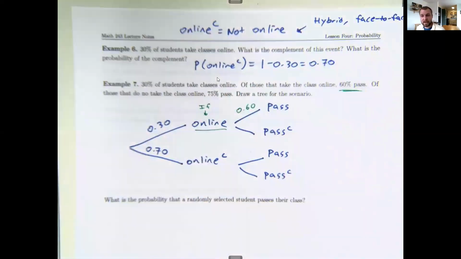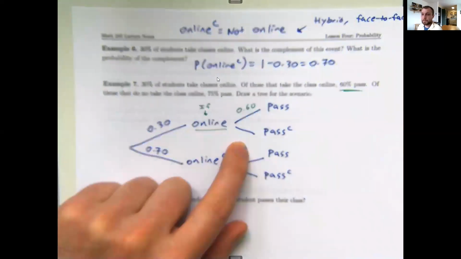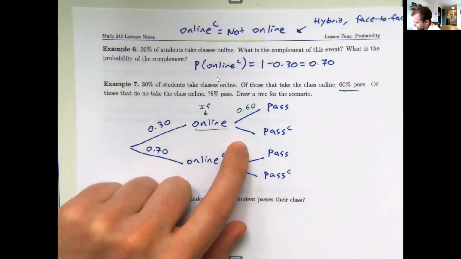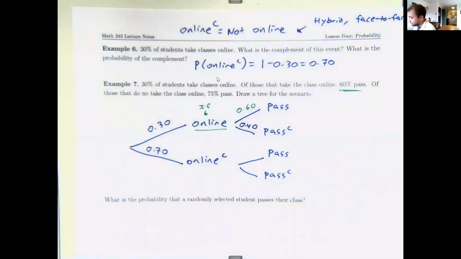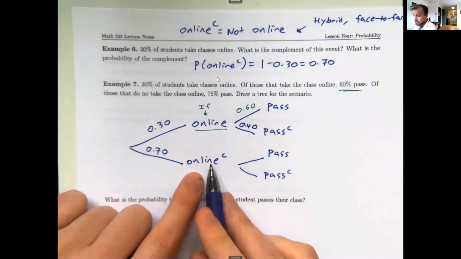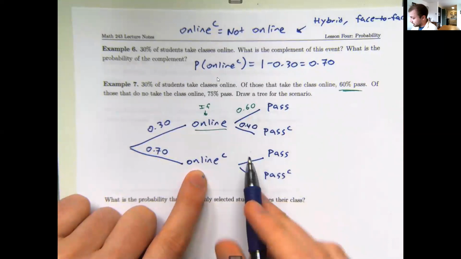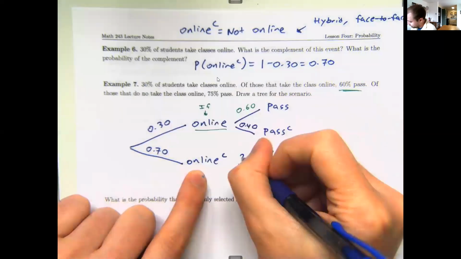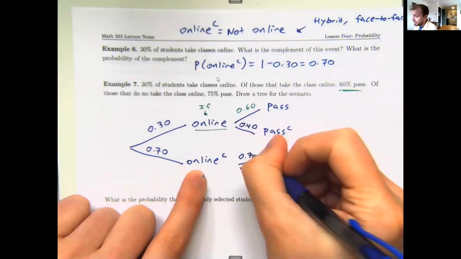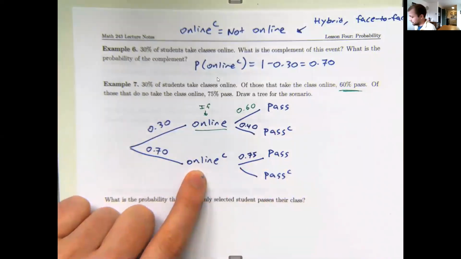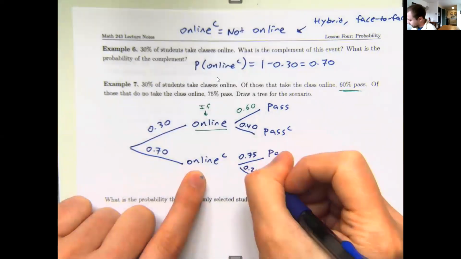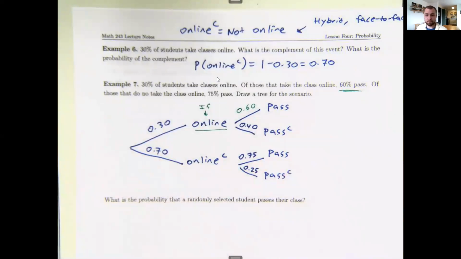If 60% pass, what percent don't pass, or pass complement? Great, I've got 40% there. If you do not take classes online, what percent pass? Well, looking at the sentence, 75. If 75% pass, what percent do not pass? 1 minus, that gives me 25%.